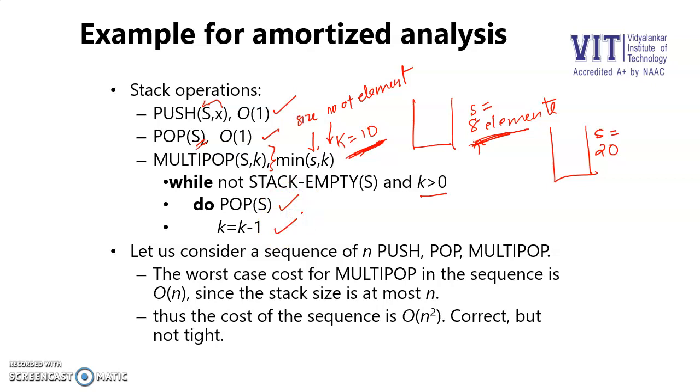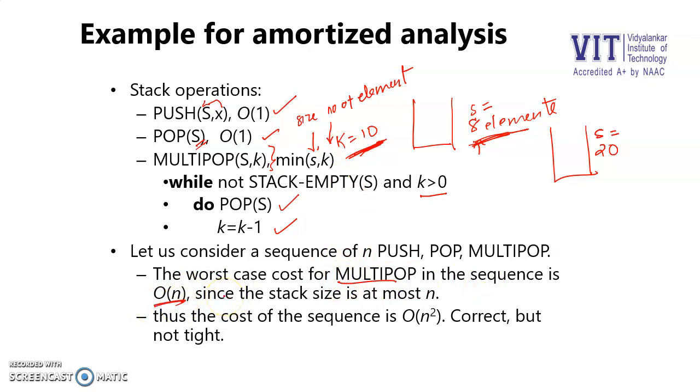So here what we see is a push operation takes constant time, a pop operation takes constant time, and multi-pop operation is a sequence of pop operations. Now when I say sequence of pop operations, let's say there are n pop operations. If there are n pops in multi-pop, each takes big O of 1. So n pop operations will take big O of n. See, the worst case for multi-pop is the sequence, big O of n.